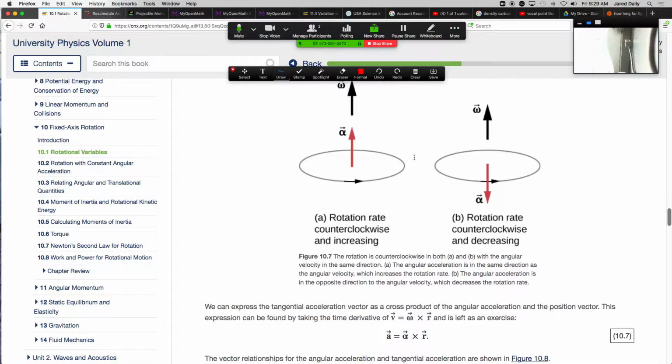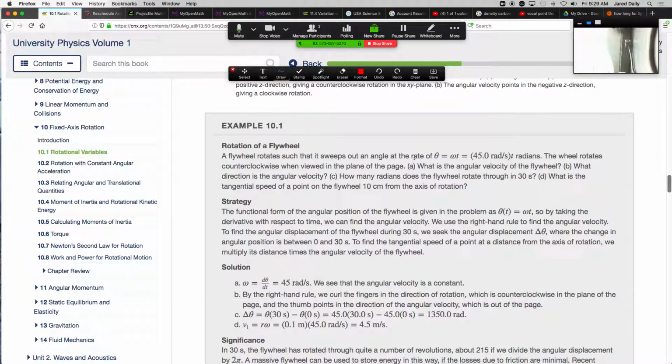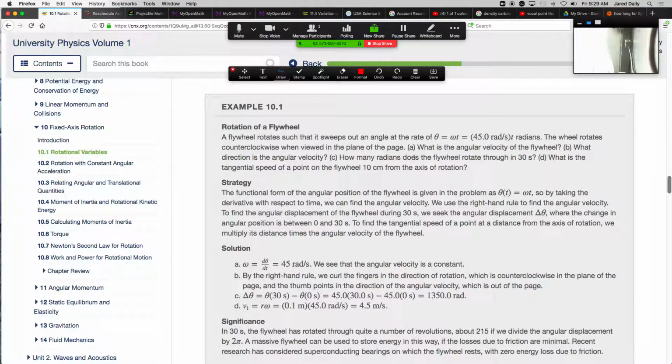So let's do this example really quick and see what it comes to. So we have a flywheel. A flywheel is essentially a wheel that rotates to store energy. So this flywheel is sweeping out an angle of theta.